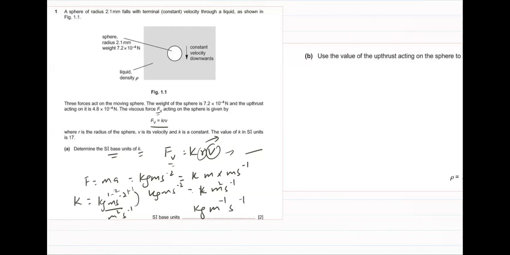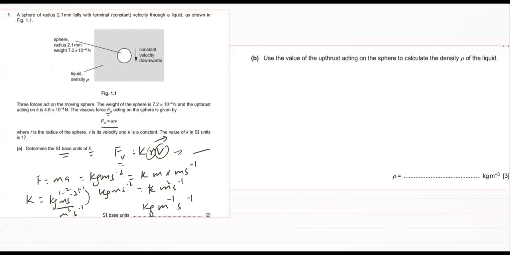Okay, now coming to part B. Use the value of the upthrust acting on the sphere to calculate the density of the liquid. We have to find the density, so how would we find the volume? Volume is 4 over 3 pi r cubed. The radius is 2.1 millimeter, so please keep this in mind. This calculation would be tough.